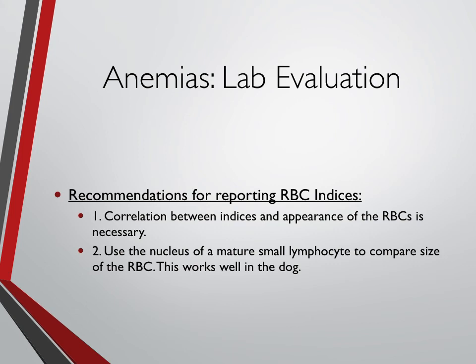Okay, so some recommendations for reporting these red blood cell indices. You need correlation, and I've mentioned this several times. We need to correlate the indices and what you're seeing on the smear, so the appearance of the red blood cells. If they don't equal each other, they don't look like what you're expecting, then there's a problem somewhere. So it's either in the way that the slide was made, or perhaps in the automation of the machine, and we might need to run that sample again. Again, you're going to use that nucleus of a small mature lymphocyte to compare to the size of the red blood cell. This generally works really well in the dog, not as well in the cat because they have smaller red blood cells, but you can kind of extrapolate from there with the cat and expect slightly smaller red blood cells.